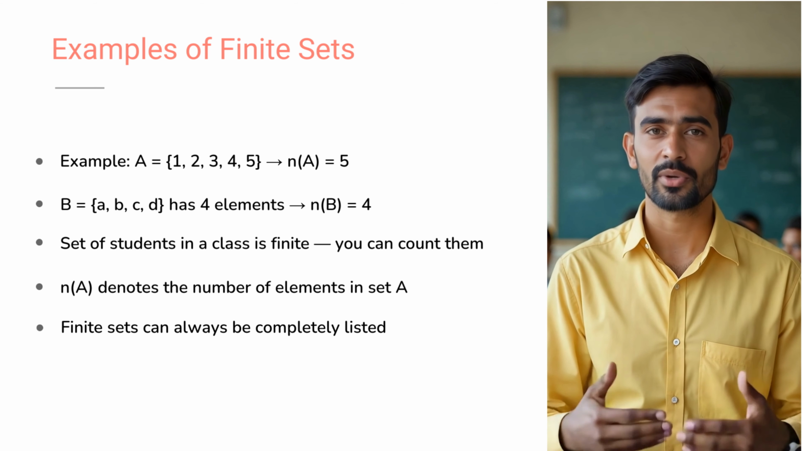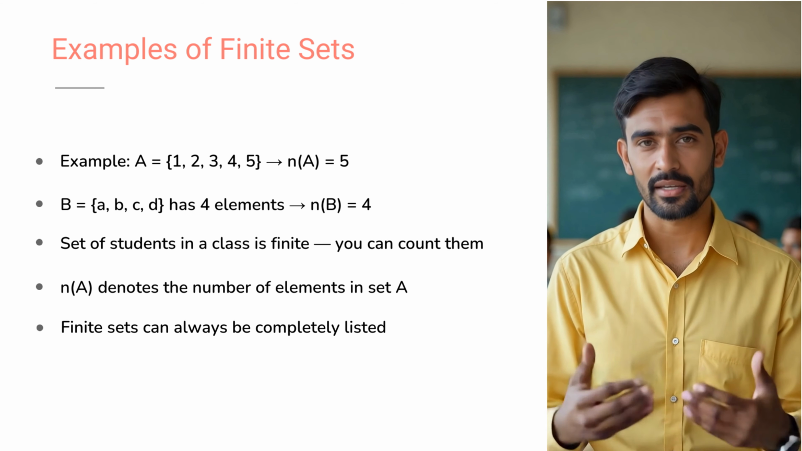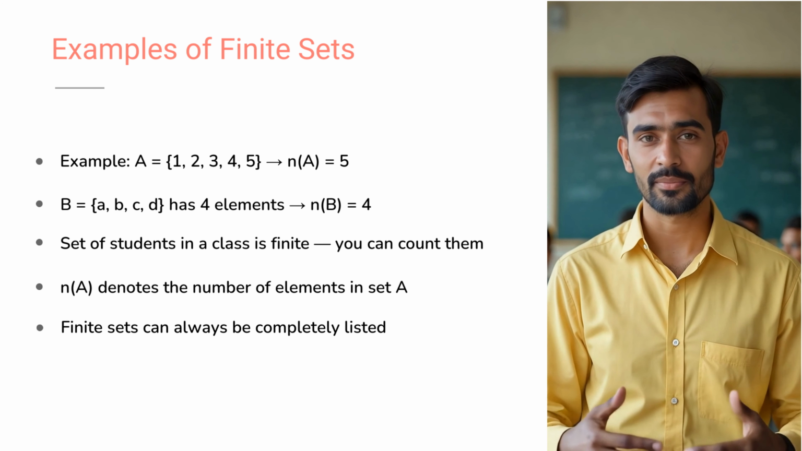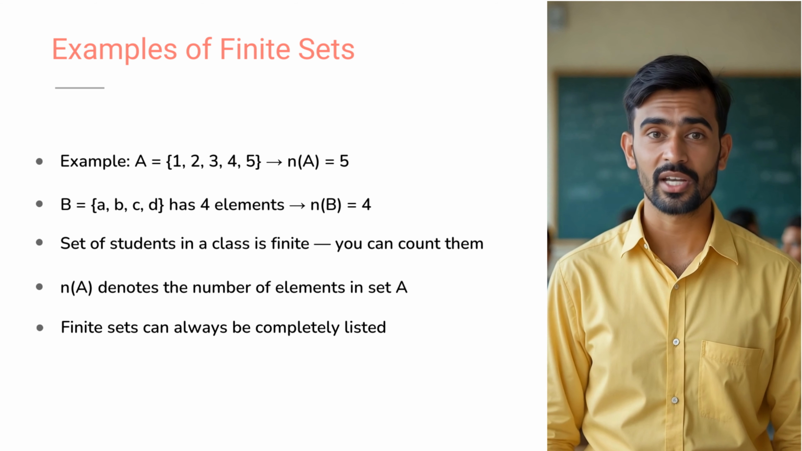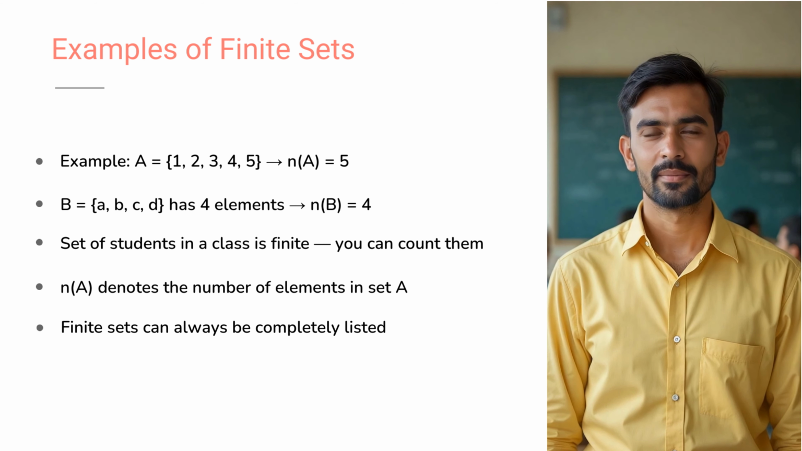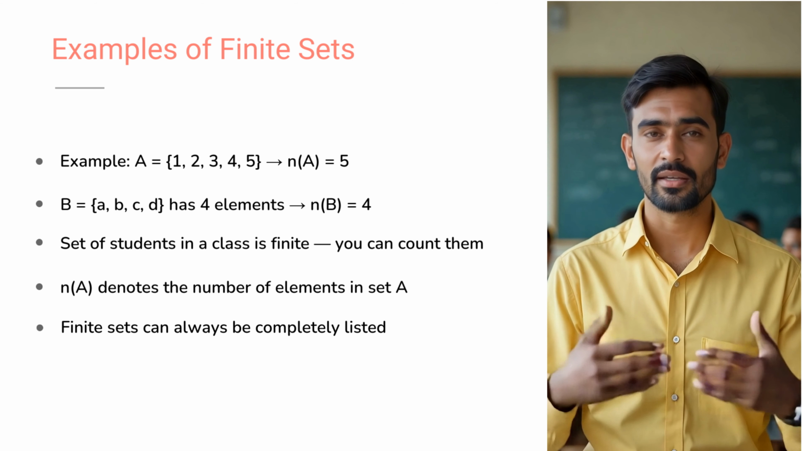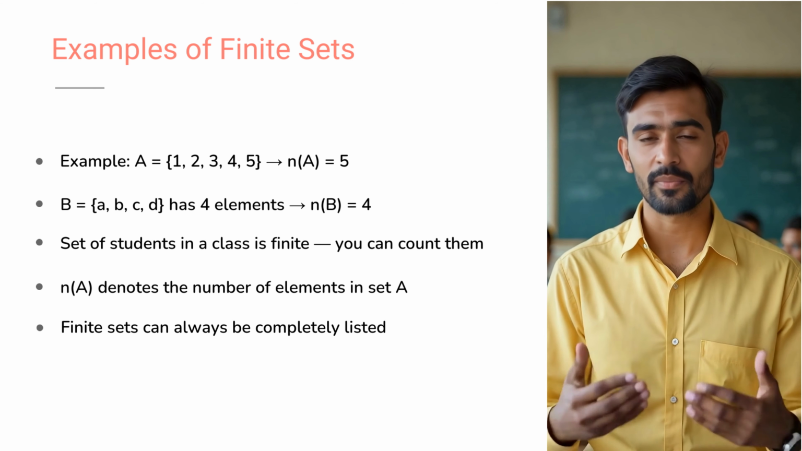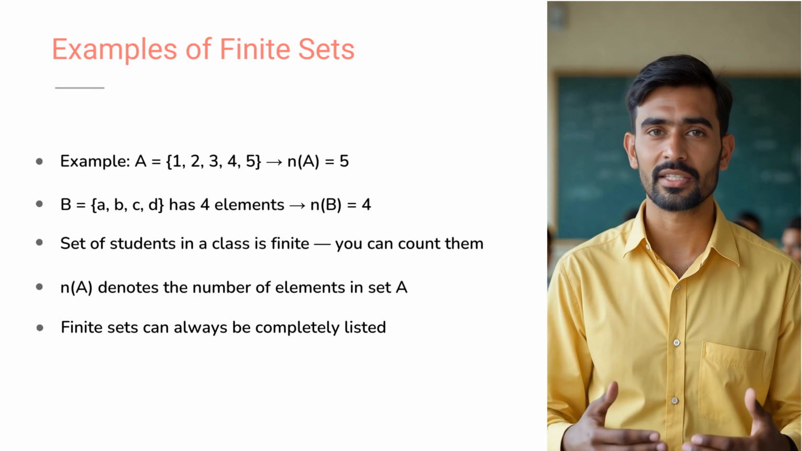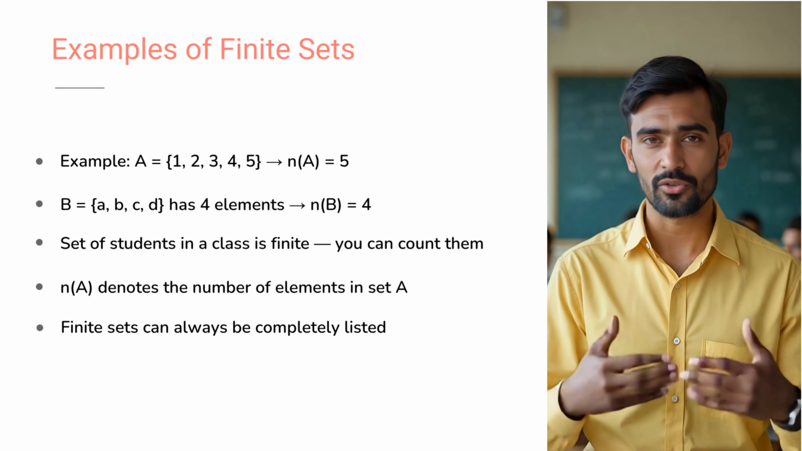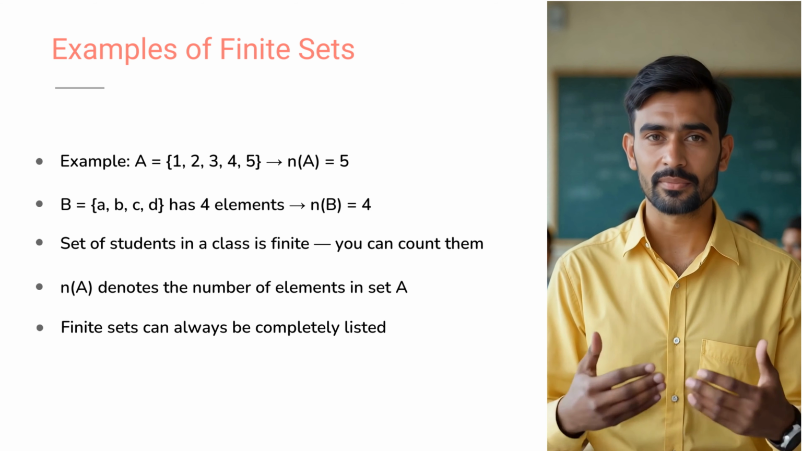Set B = {a, b, c, d} has 4 elements. The set of students in your class, countable and limited. If you can count all the elements and complete the count, the set is finite. We represent the number of elements in a set using the notation n(A). So in this case, n(A) = 5.